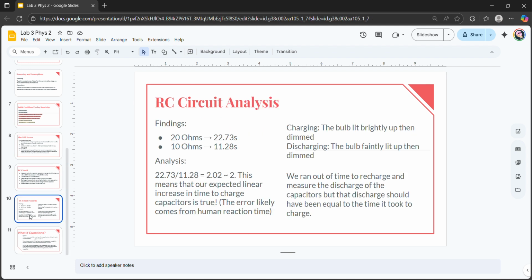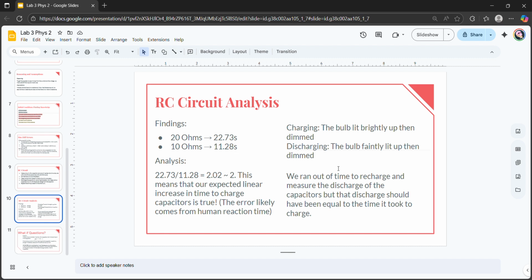For the analysis of this, we found that it took the 20 ohm bulb this long to dim completely, and the 10 ohm this long. And then we can take the larger one divided by the second one. This gives us 2.02, which is around 2. This means that our expected linear increase was true. So we're saying that going from 10 ohms to 20 ohms should double the time it takes for them to charge.